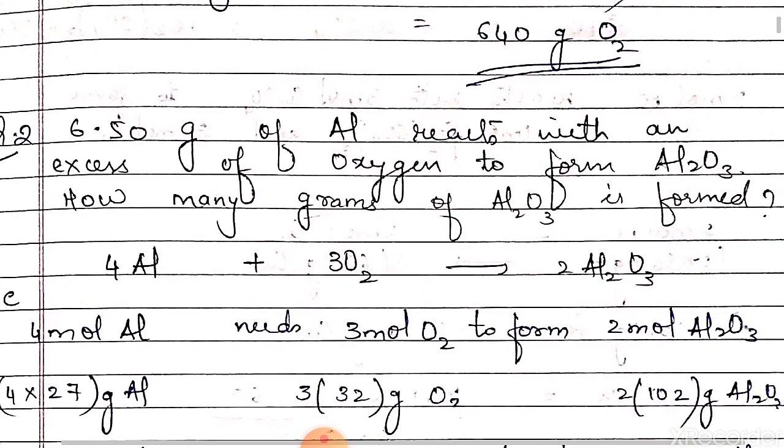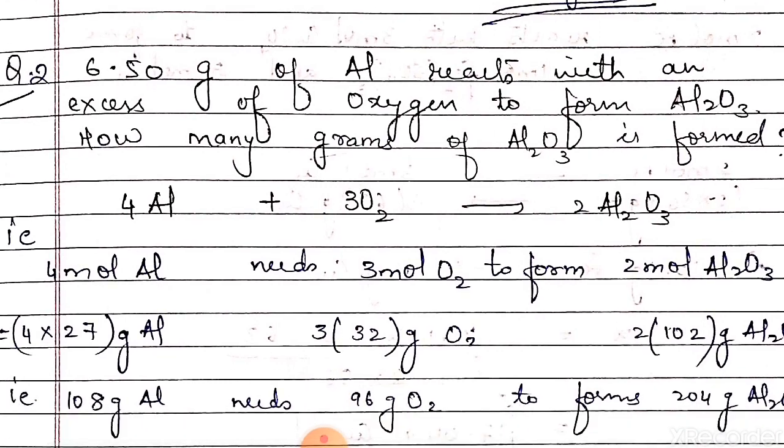Second question. 6.50 gram of Al reacts with excess of oxygen to form Al2O3. How many gram of Al2O3 is formed? So 4 Al plus 3 O2 give 2 Al2O3. So aluminium combined with oxygen gives aluminium oxide. So 4 mole of aluminium needs 3 mole of oxygen to form 2 mole of Al2O3. Now it is given in mass, and you need to find the amount also in mass. So you need to convert mole to mass.